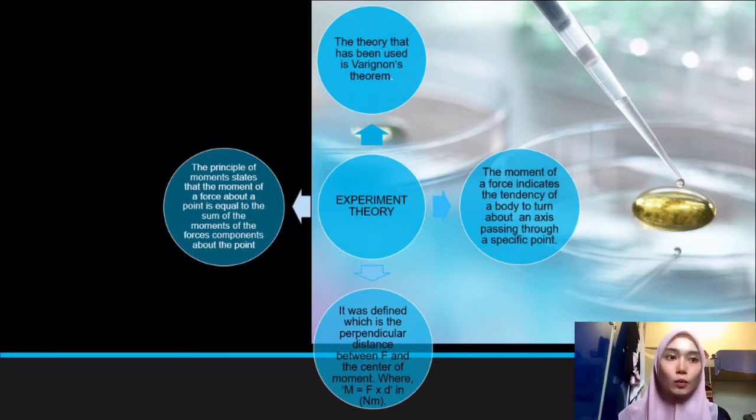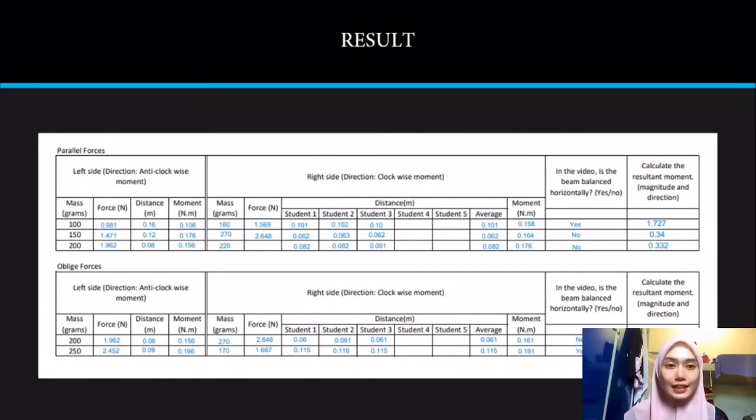It is defined as the perpendicular distance between F and the center of moment, where M equals F multiplied by D, in newton meters. The second slide is about the result, with two parallel and oblique forces. The first gives a left side direction, anti-clockwise moment, and the second a right side direction, clockwise moment. Also, you have to state in the video whether the beam balance is horizontal, yes or no, and calculate the resultant moment, magnitude and direction.